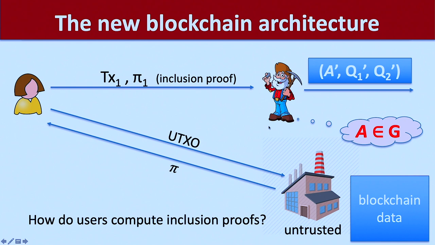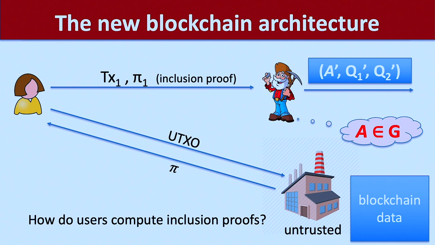So today, the miners kind of do both of these things at once. The miners are sort of the combination of these two entities, and with this approach, you would separate the miner from the person that updates the inclusion proofs. Whether this works or not, who knows? This is just a proposal.